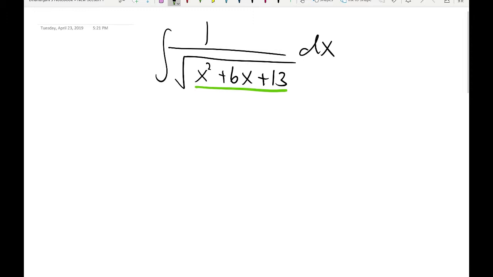Okay, so we use the completing the square method to rewrite this function. In case you have missed that video, please go and watch that. Okay, after that come here. Alright, so let's rewrite this function.